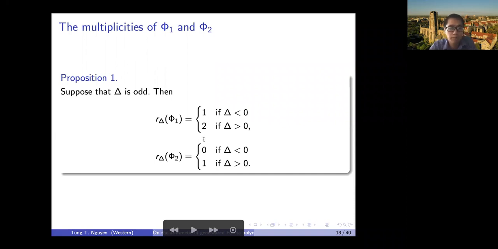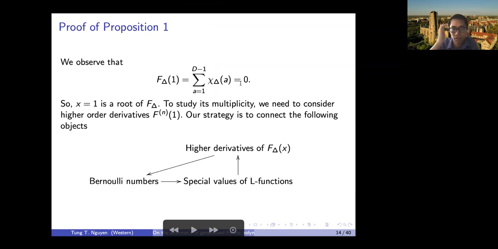I will give a proof of this. It's a little bit technical, but it's a prototype of our proof for basically all other propositions, and it is based on the following strategy. First of all, let's take a look at the first proposition. We talk about the multiplicity of 1, right? So we compute f_delta(1). It's the sum of all the characters chi(a), where a goes from 1 to d minus 1, and we know that this sum is 0. So in order to study the multiplicity, we need to consider the higher order derivatives. We take the derivative until it is non-vanishing, and that tells you the multiplicity.